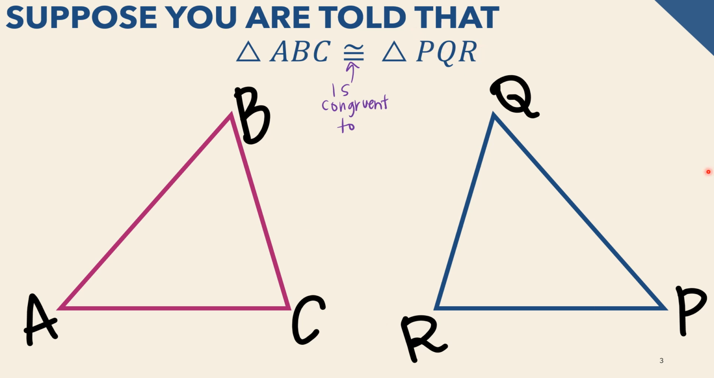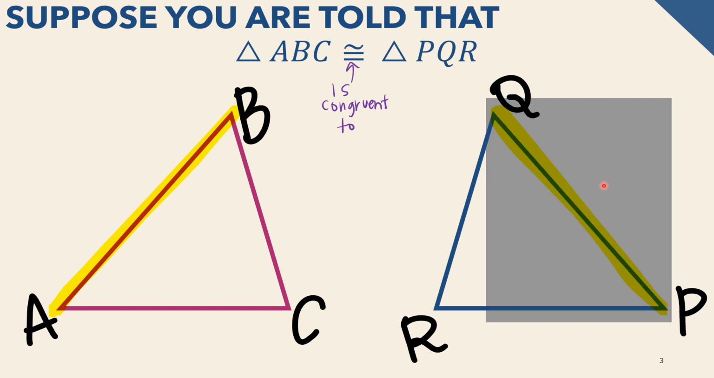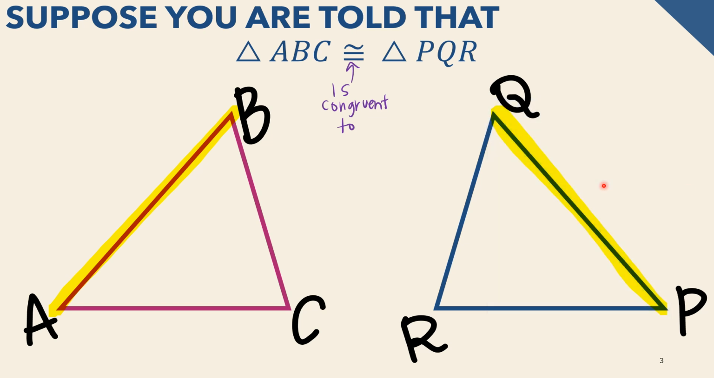All right, so AB, that's the first two letters in the name, corresponds to PQ. So AB is congruent to PQ. Those two sides are the ones that match up. If we want to indicate that on our drawing or on our diagram, we're going to put an equal number of tick marks there. So you can see I have one tick mark on AB, and I've got one tick mark on PQ.